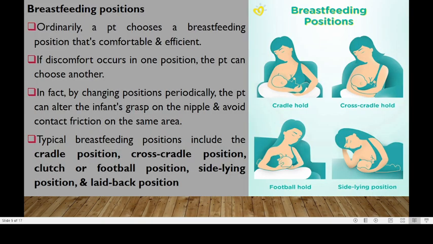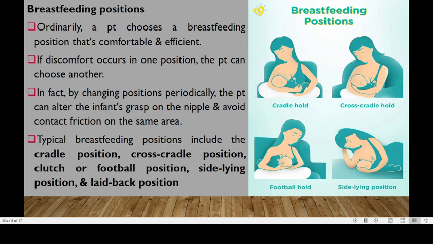So we have breastfeeding positions, and ordinarily a patient can choose a breastfeeding position that they are comfortable with and is efficient. If discomfort occurs in one position, the young mother can choose another position. In fact, by changing position periodically, the mother can alter the infant's grasp on the nipple and avoid contact friction on the same area. Typical breastfeeding positions are the cradle position, the cross cradle hold, the clutch or football, the side lying, and the laid back position.